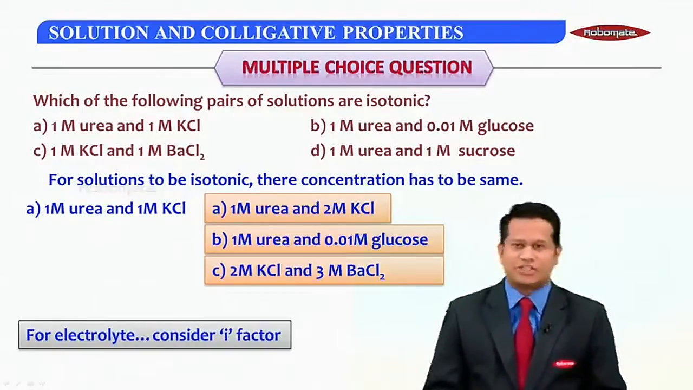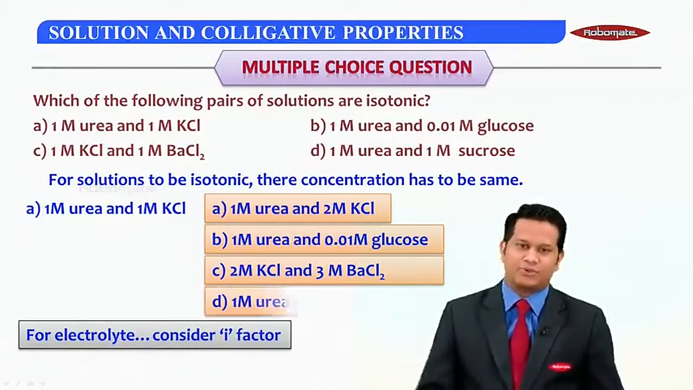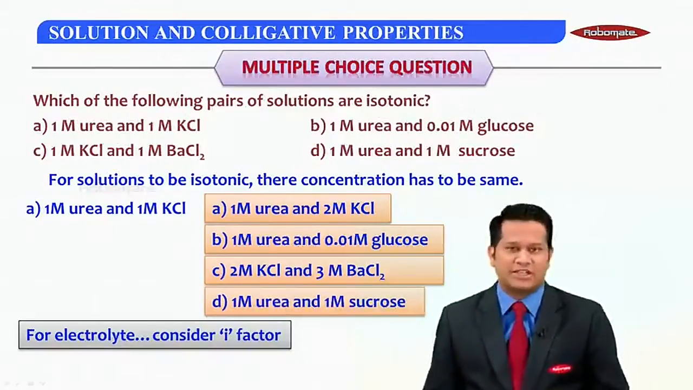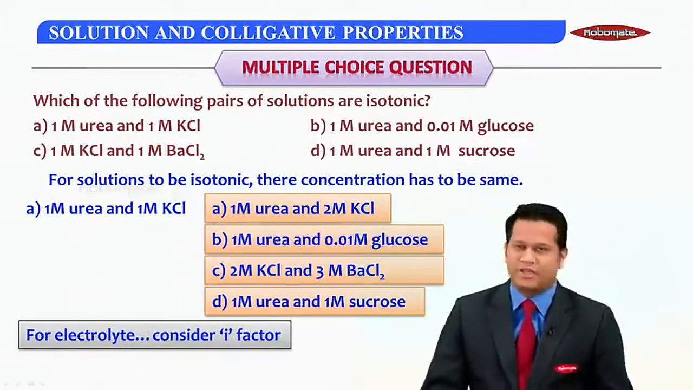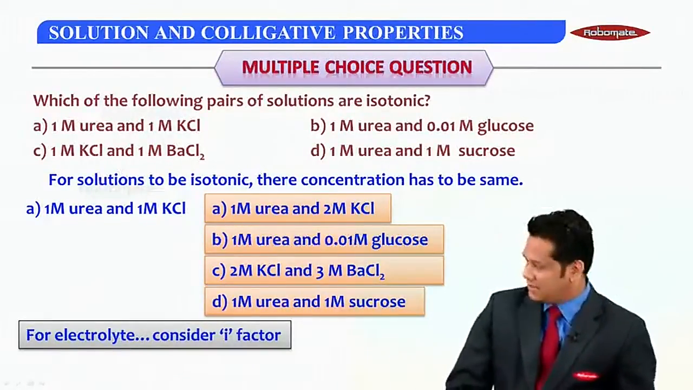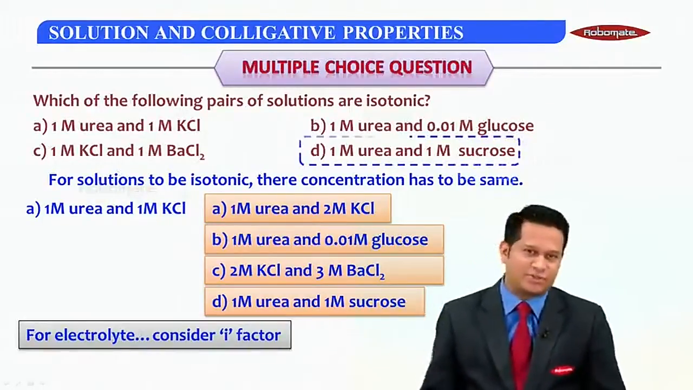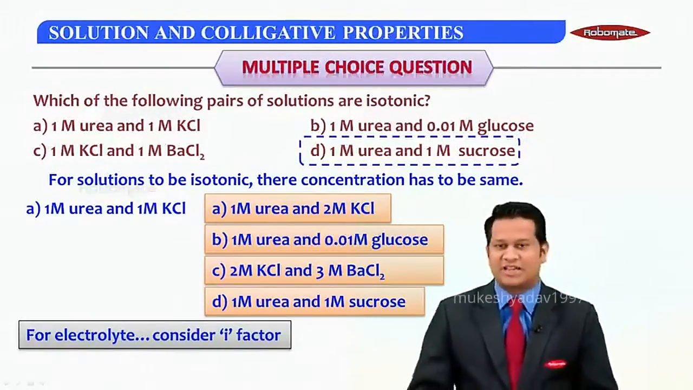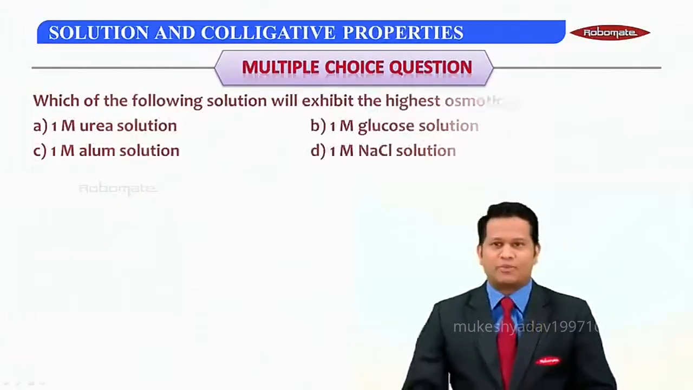If I go with option D, it's 1 molar urea and 1 molar sucrose. It will remain same because it is a non-electrolyte. If I look at all these 4 options A, B, C, D, then I can say that my correct answer is option B, where the concentrations are same. Let's check one more MCQ.